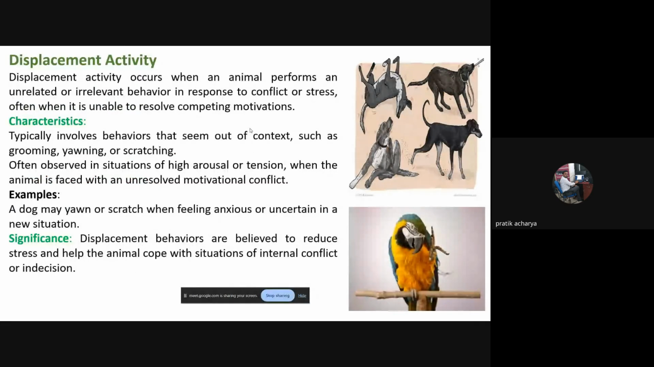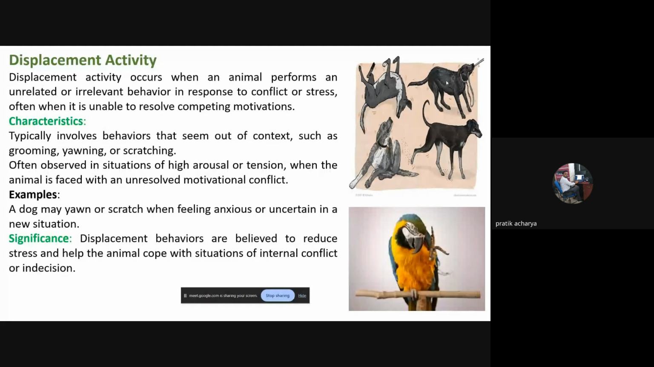Displacement activity is another important part. What is displacement activity? Displacement activity occurs when an animal performs an unrelated or irrelevant behavior in response to conflict. Just look at this picture. Every day we observe this kind of action performed by dogs. So sometimes organisms perform such irrelevant behavior.